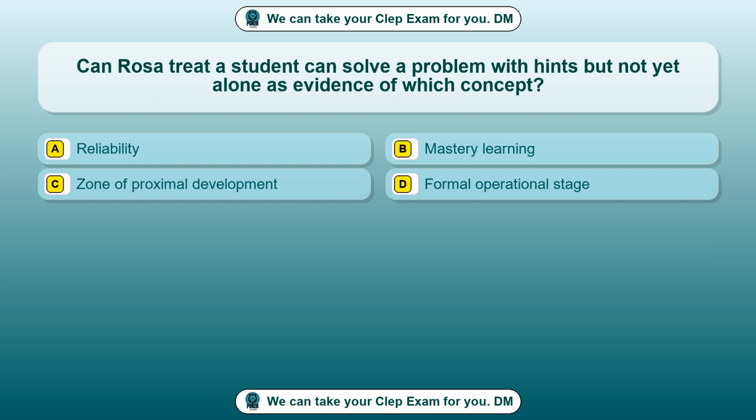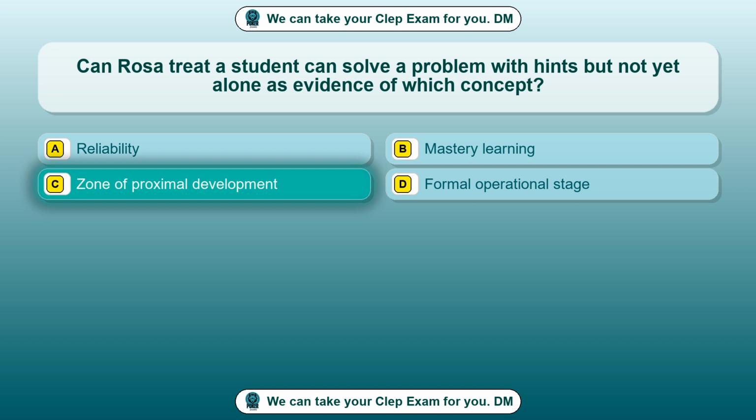Question 13. Can Rosa treat a student who can solve a problem with hints but not yet alone as evidence of which concept? Option A, reliability. Option B, mastery learning. Option C, zone of proximal development. Option D, formal operational stage. The correct answer is option C, zone of proximal development.